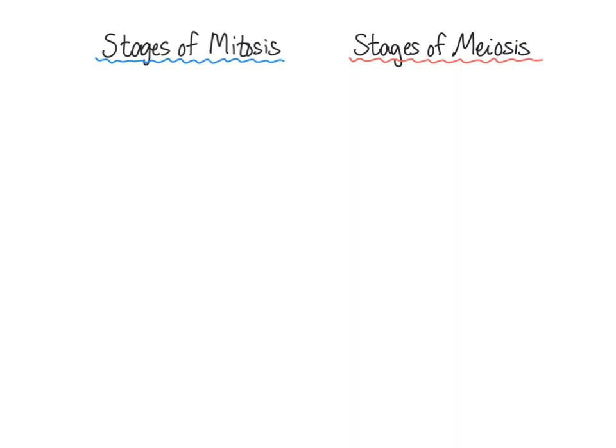In a previous lesson, you learned about the form of cellular division called mitosis, and we talked about the stages of the cell cycle and mitosis. So as a quick review, let's go over those stages of mitosis again.